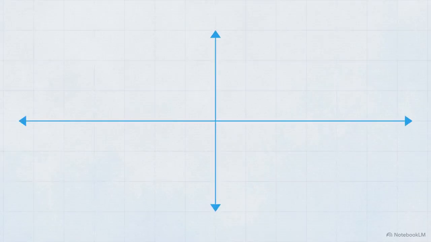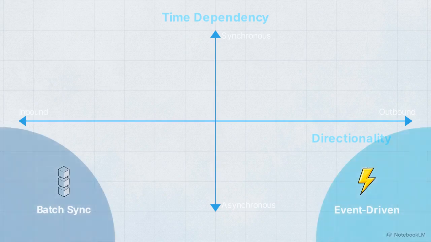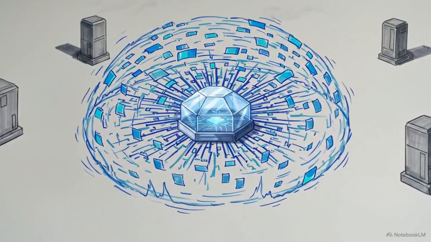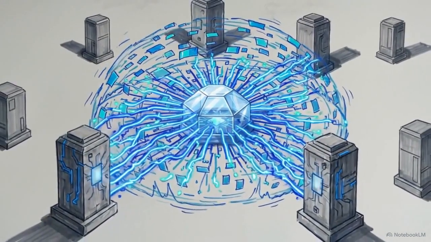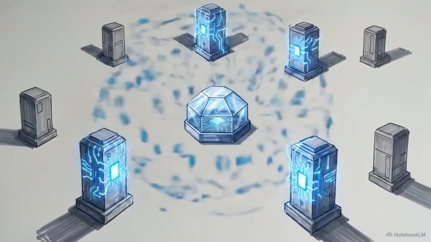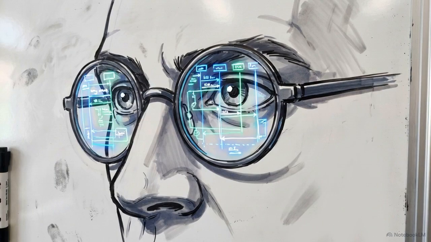Plotting these onto our matrix pushes us to the extreme outer edges. Batch sits in the high-volume asynchronous zone, while event-driven occupies the high-velocity, real-time reactive space. Event-driven architecture replaces fragile, tightly bound connections with a highly scalable broadcasting model, allowing dozens of external systems to react to Salesforce data simultaneously. Modern enterprise integration cannot stop at the server-to-server backend layer.